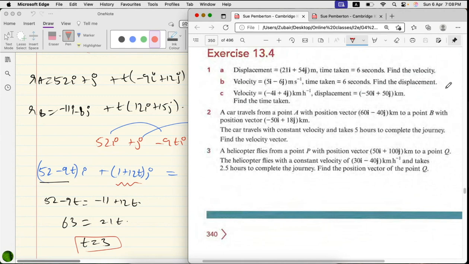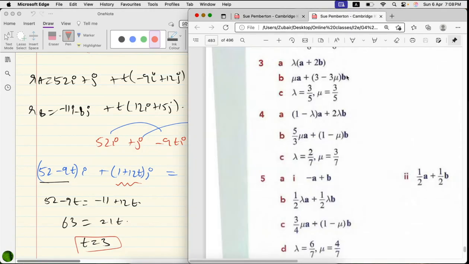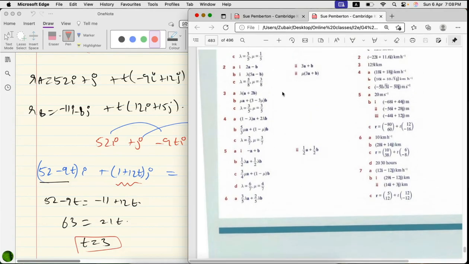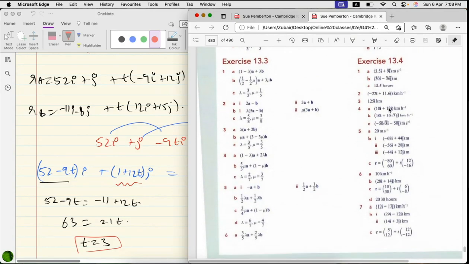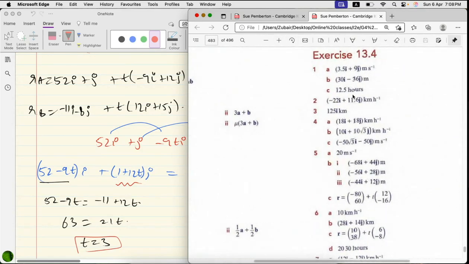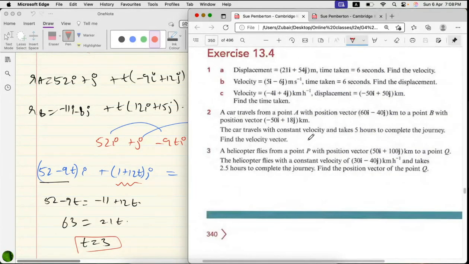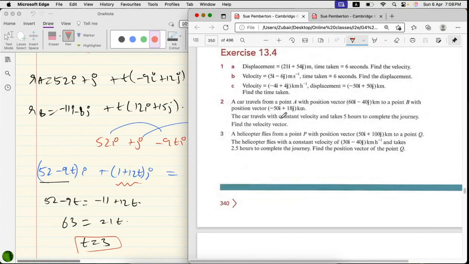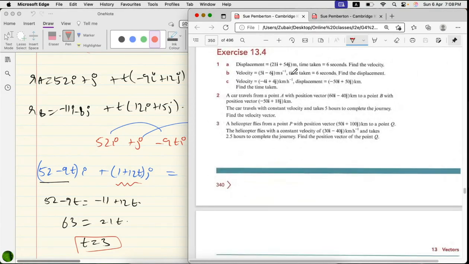I'm getting for A part 3.5i plus 9j meters per second. For B, I'm getting 30i minus 36j. And for C, I'm getting 12.5 hours. Very good, excellent. Now all these are similar. Velocity is the vector part, speed is the magnitude part, distance is speed into time, and velocity and displacement go with time, speed and distance with time.